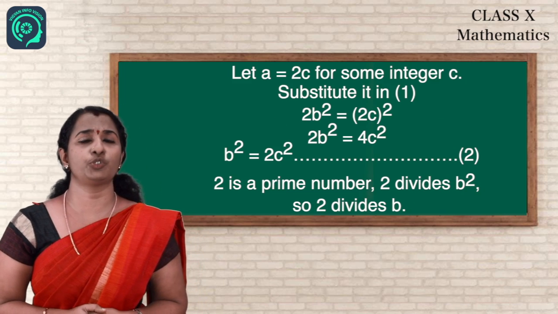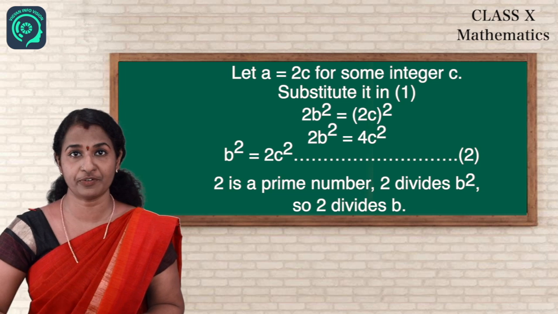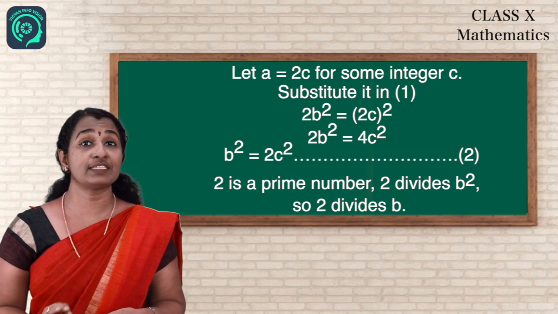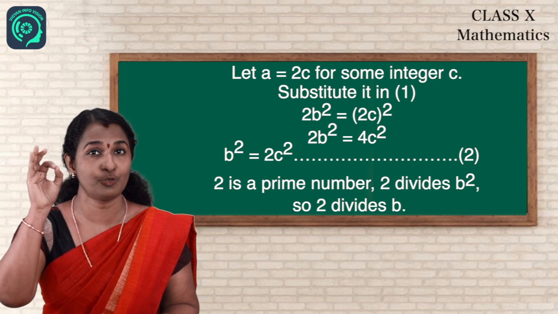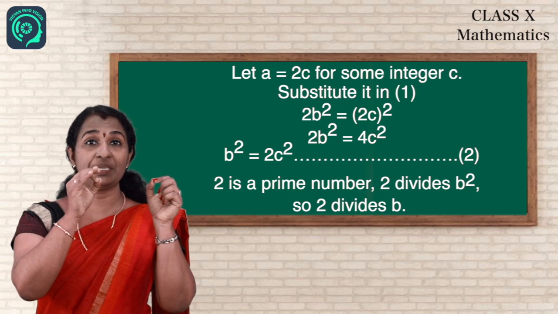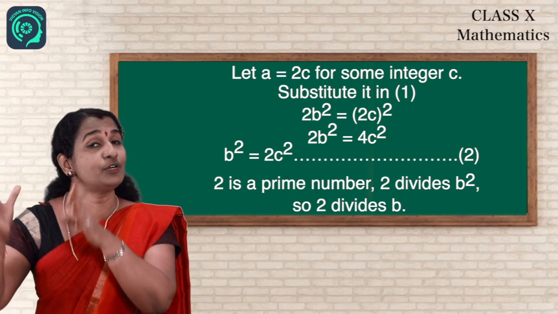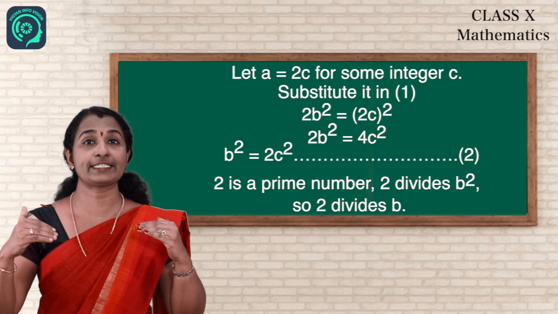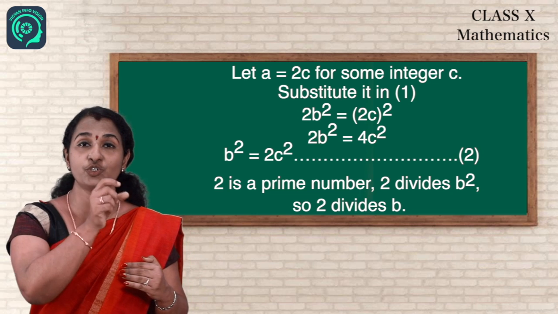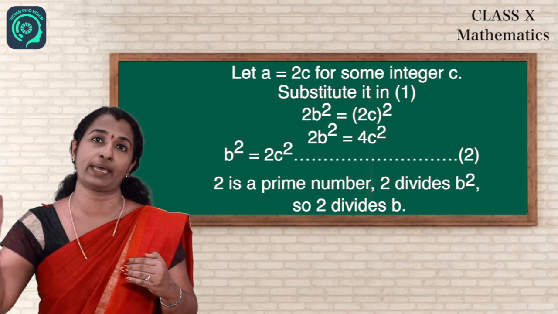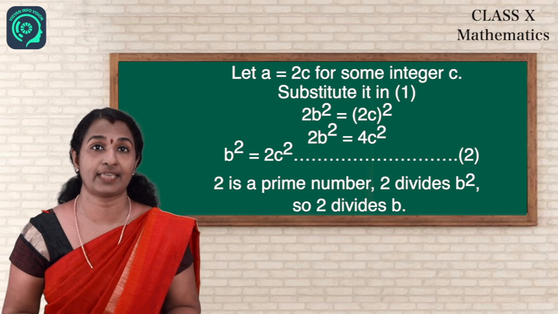Now what I am going to do is, you can see in equation 1, I am going to give a substitution for a is equal to 2c. So 2b square is equal to 2c the whole square. And in the next step, when I square it, I will get 2b square is equal to 4c square. 2 and 4 will get cancelled.